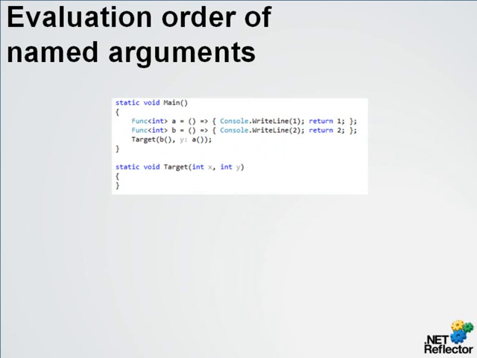The second issue was the evaluation order of named arguments. In C#, the method arguments are normally evaluated in left to right order, but in earlier implementations of named arguments, this wasn't the case. So here we make two closures. The first one prints 1 and returns 1. The second one prints 2 and returns 2. And we call them expecting the leftmost one, which returns the value 2, to be called first.